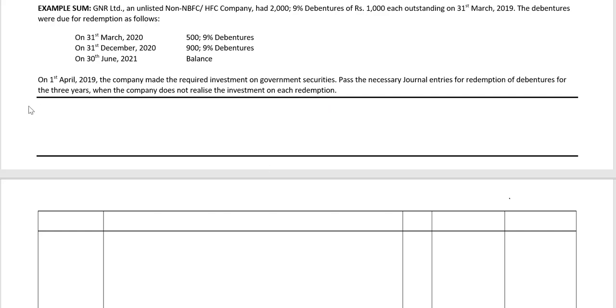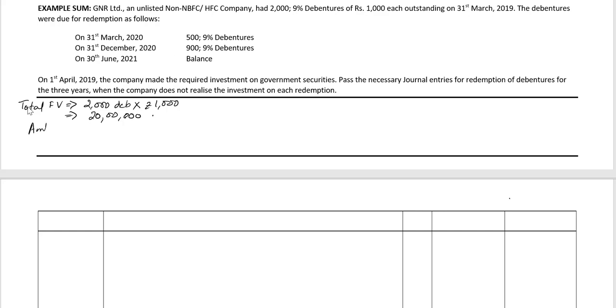The total face value of the outstanding redeemable debentures is equal to 2000 debentures multiplied by the face value of rupees 1000 per debenture, and it comes up to 20 lakh rupees. Now it's an unlisted non-NBFC HFC company. Therefore, DRR is required and investment in DRI is also required.